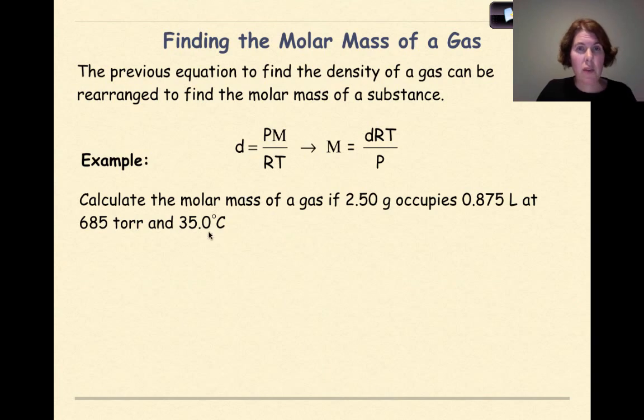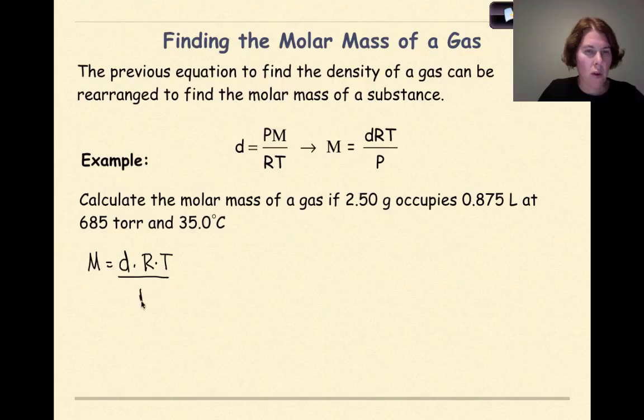So if we look at this first example here, it says calculate the molar mass of a gas if 2.5 grams occupies 0.0875 liters, 685 torr, and 35 degrees Celsius. Lovely. So what I'm going to do is start out by rewriting my formula here. So the molar mass is equal to density times gas constant times temperature all over pressure.